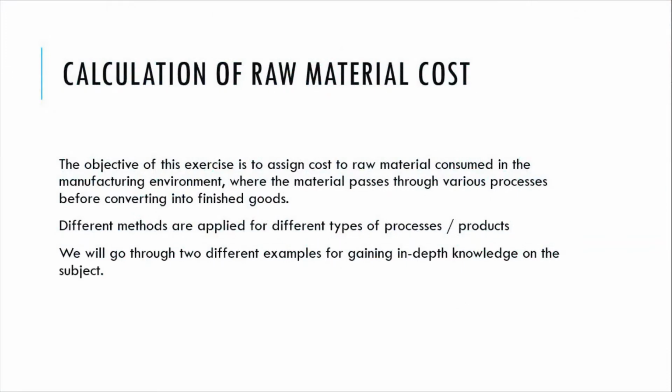Now we move to the exercises. The objective of this exercise is to assign cost of raw material consumed in a manufacturing environment where the material passes through various processes before converting into finished goods. Different methods are applied for different types of processes or products. We will go through two different examples for gaining in-depth knowledge on the subject.